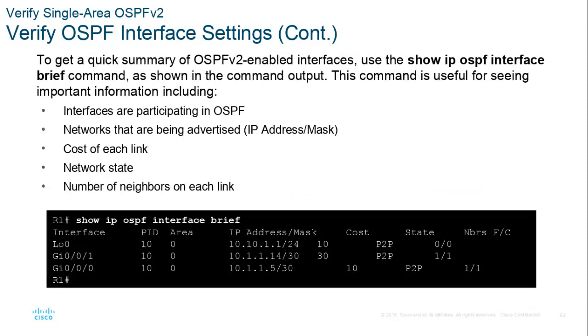Now I can type show IP OSPF interface brief. And this is a real good command for seeing all my interfaces on this router that are a part of the OSPF process. What's the IP address and the mask of all the networks that are being advertised? What's the cost? It shows the cost here. What's the network state? And what are the number of neighbors on each link?